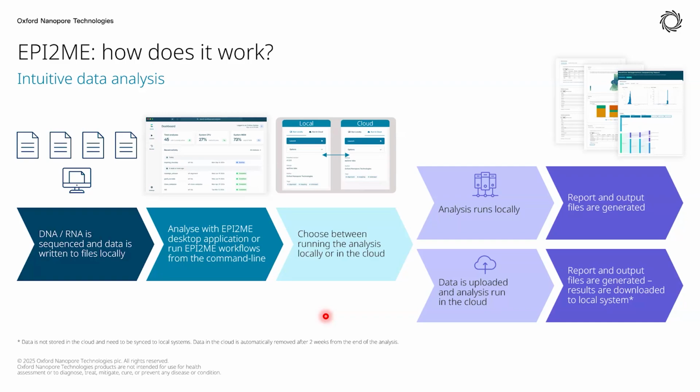You could also run it locally, again, either graphically or from the command line, and you'll get the same outputs. You'll get the same HTML-based reports. You'll also get the same outputs if it's VCF files or tables of data. You'll get the same results either way.